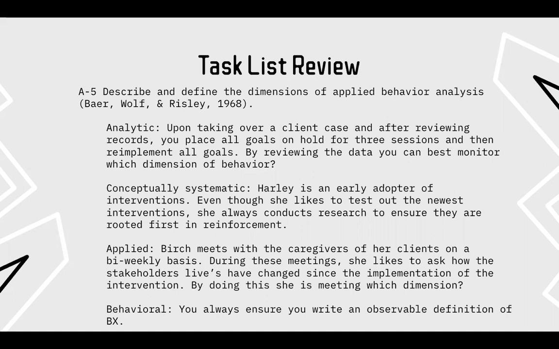So here in our example, upon taking over a client case and after reviewing records, you place all goals on hold for 3 sessions and then re-implement all goals. So we have the case, the intervention is in place. We then place them on hold. So we've actually done a BAB. By reviewing the data, you can best monitor which dimension? So we've done a BAB design here. We can check that analytic dimension. We can see if it's actually the intervention changing the behavior or if it might be some confounding variable.